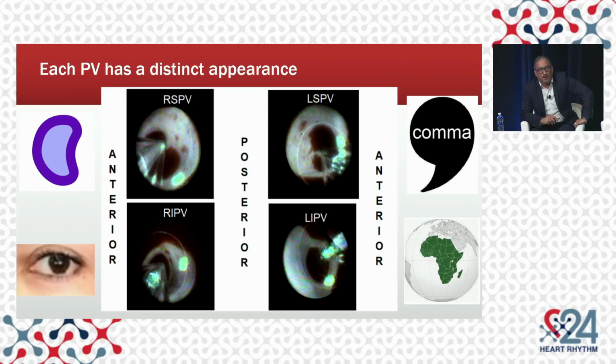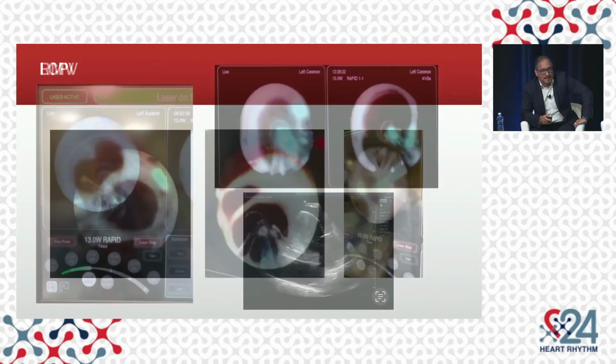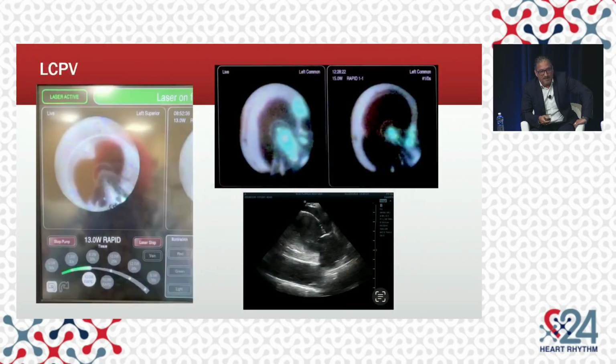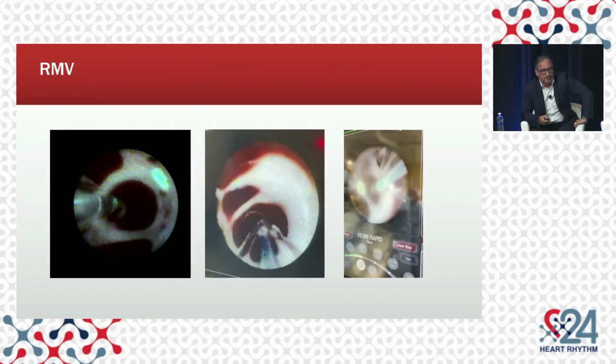But the left superior pulmonary vein kind of has a comma shape. The left inferior pulmonary vein looks like the continent of Africa. Right inferior pulmonary vein like an eyeball, and the right superior pulmonary vein like a jelly bean. And this is my experience with isolation of the left common pulmonary vein. You could see a nice ICE image with the balloon fully expanded, providing a nice antral isolation of the vein with the laser at 15 watts anteriorly and 13 watts posteriorly.